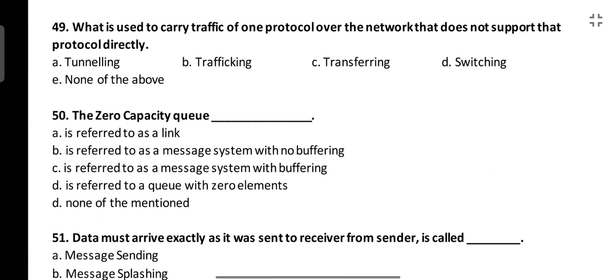Next question is, what is used to carry the traffic of one protocol over a network that does not support that protocol directly? We have discussed this. This is known as tunneling. Whenever traffic needs to be carried between two different protocol systems, tunneling is used.